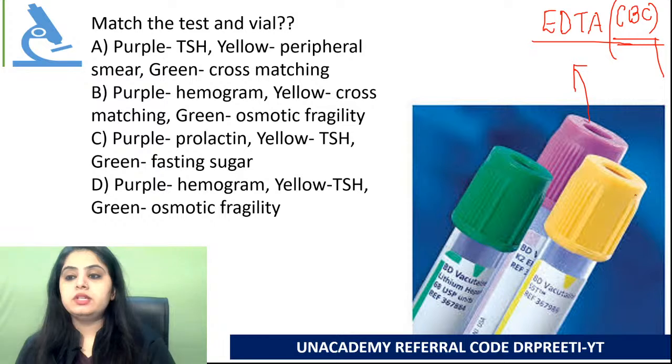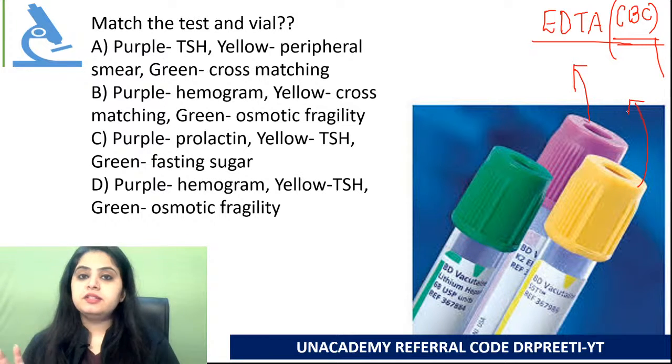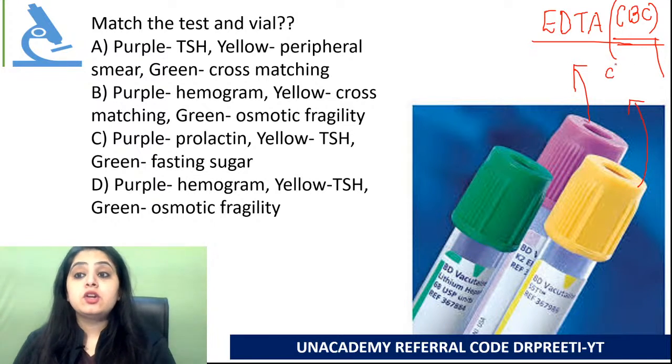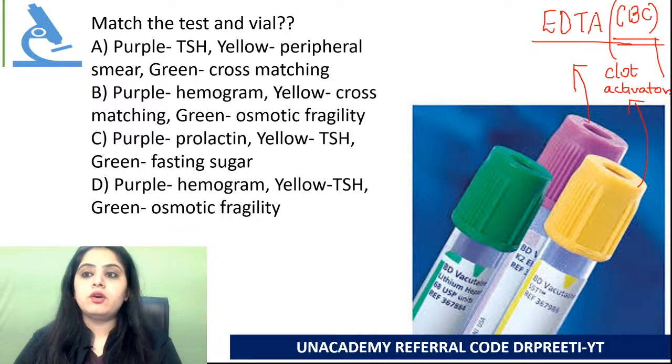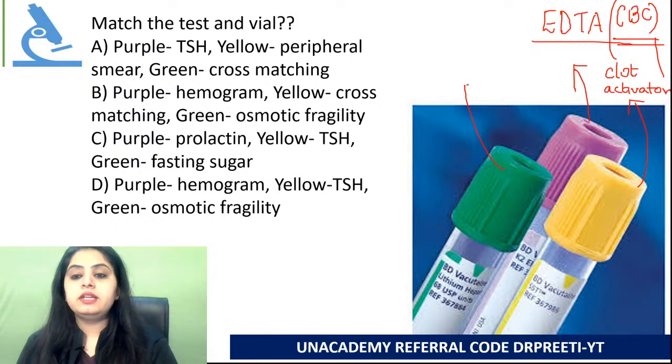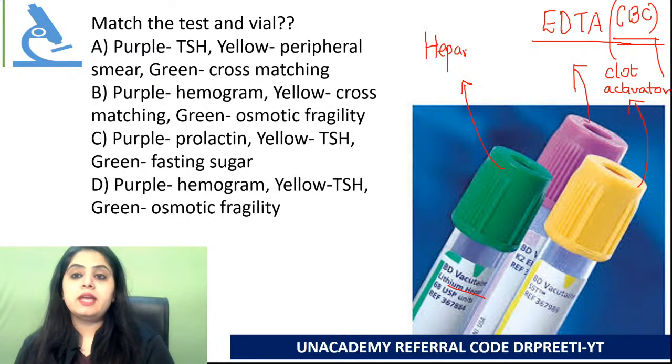Next, coming to the yellow vial. Does the yellow vial have any anticoagulant? No, it doesn't. It in fact has a clot activator gel. That gel is going to help you form the clot when you want the clot to form. Yellow. What is the green vial? The green vial has it written also. We've got heparin in it.